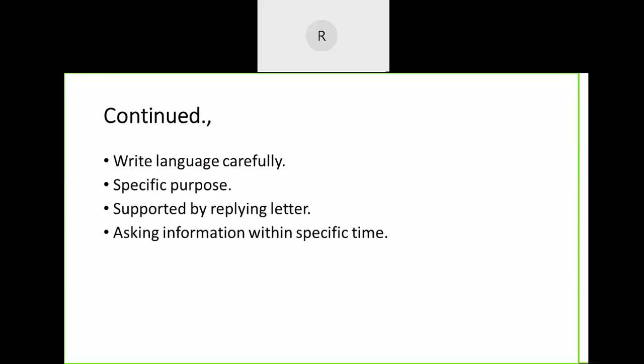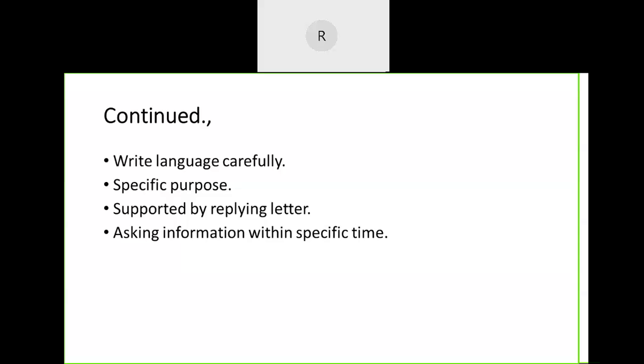Coming to the next feature, characteristic number 5 is that it has to be in a particular language, whether it may be English or Kannada or whatever language we are using. That has to be understood by both parties, the sender of the letter and the receiver of that letter. So there should be a proper language, understood with the same meaning.